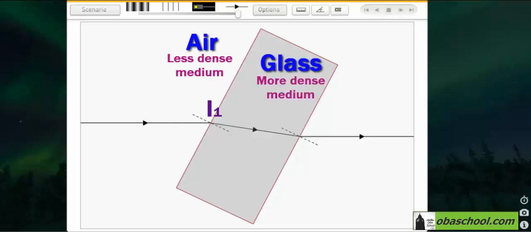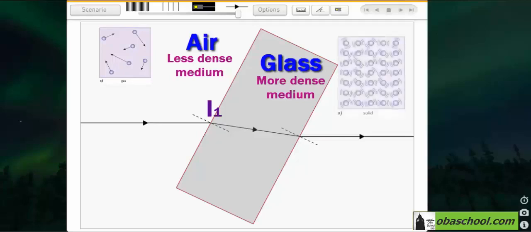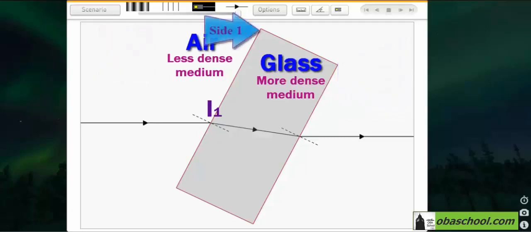Air is a less dense medium than glass. Why? Since air is a gas and the particles are far away from each other, as you can see, while glass is a solid, and as you can see, the particles are condensed and packed beside each other. So, from the first side of the boundary between these two mediums, light will pass from a less dense medium to a more dense medium, from air to glass.